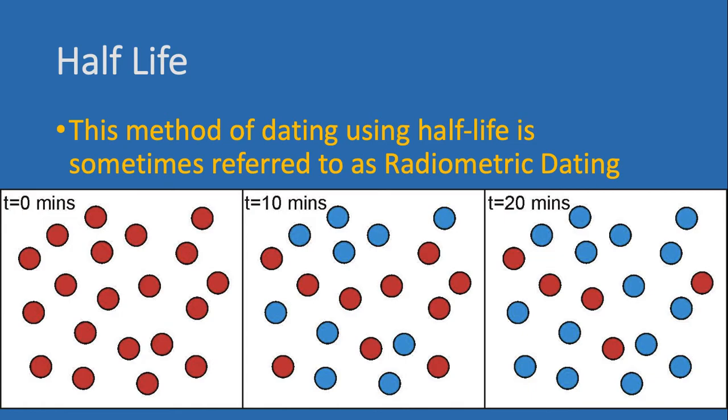This method of dating using half-life is sometimes referred to as radiometric dating. And you see in this diagram, the same thing is happening. You have half-lives going by, and the number of red or parent atoms is decaying into blue daughter atoms. But in this example, the half-life is 10 minutes. And for some elements, that would be the case. They wouldn't be very useful for dating rocks, but you do have unstable radioactive elements where the half-life is 10 minutes or 10 seconds even.